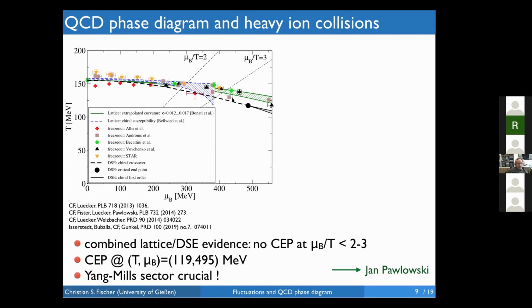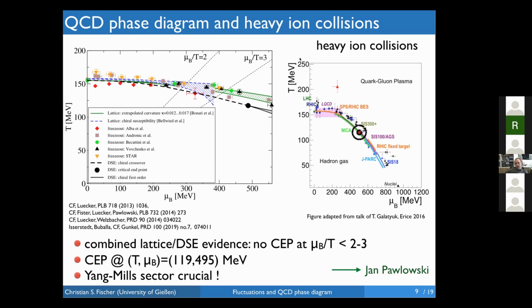You can also compare this with the freeze-out data extracted from experiment. And in the bigger picture, where we have temperature and chemical potential and all the freeze-out points have been collected by Tetyana Galatyuk, our critical endpoint is roughly here in this region where the freeze-out points seem to bend a little bit, which I find quite interesting.